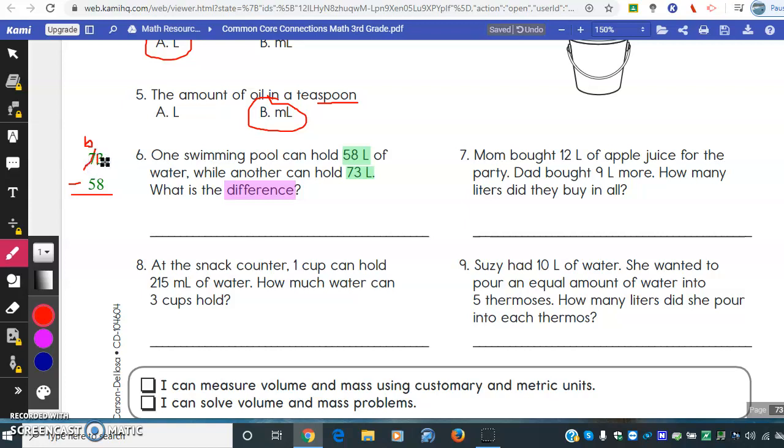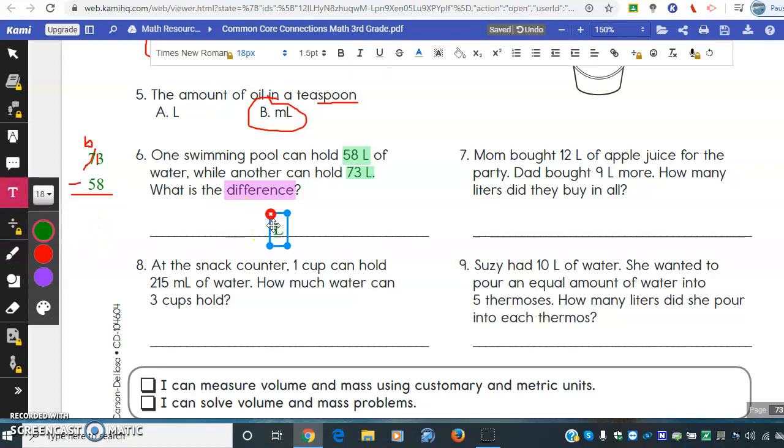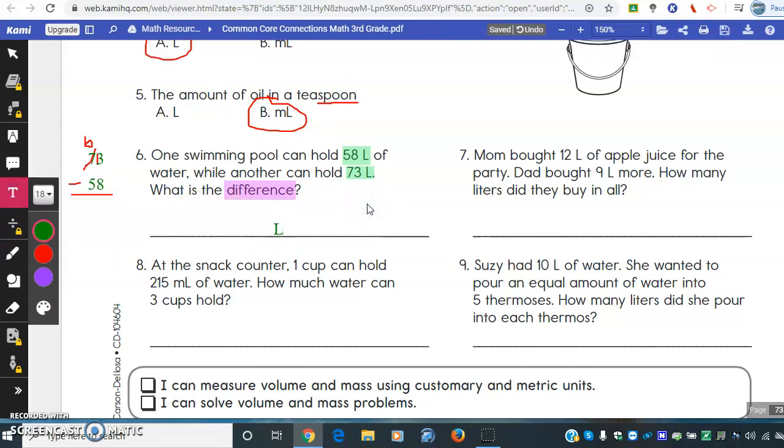This isn't a 3 anymore. It's a 13. 13 minus 8. This isn't a 7 anymore. This is a 6. 6 minus 5. Go ahead and do your math and make sure when you write your answer that you say the answer is in liters. All right, on to number 7.